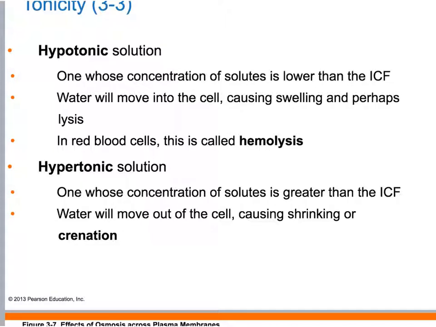Second, there's a hypotonic solution. That's one whose concentration of solutes is lower than the ICF. The water will move into the cell, causing the cell to swell and perhaps lyse. In red blood cells, this is called hemolysis. Finally, a hypertonic solution is the third example. This is one whose concentration of solutes is greater than the ICF or intracellular fluid, so the water will move out, causing the shrinking or crenation of the cell.